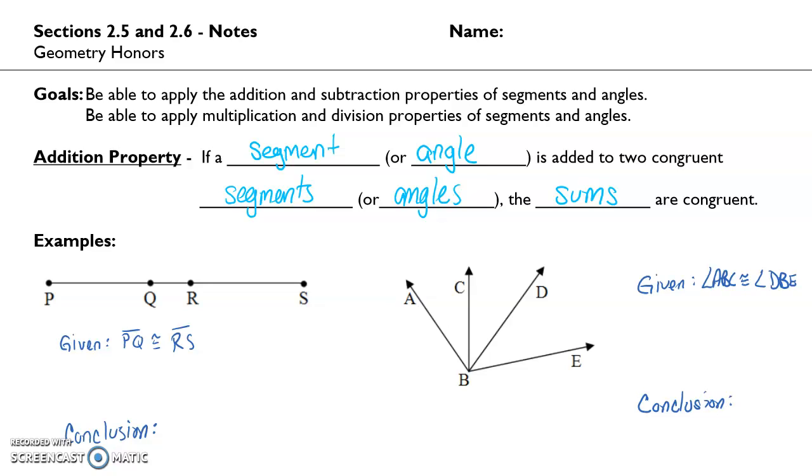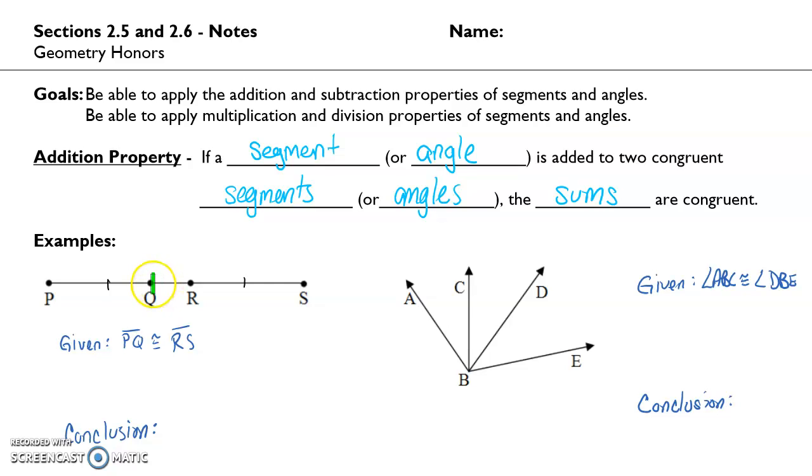So, without further ado, the addition property says that if a segment or angle is added to two congruent segments or angles, their sums are congruent. What does that look like? So if I've been given that segment PQ is congruent to segment RS, and then I take a segment and add it to my congruent segments, what segment is that?